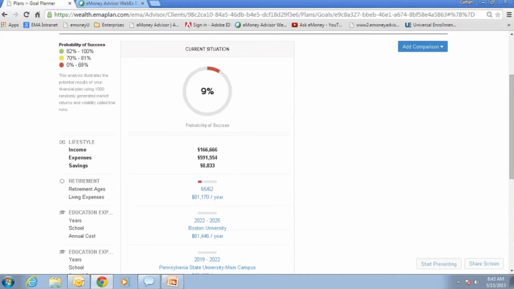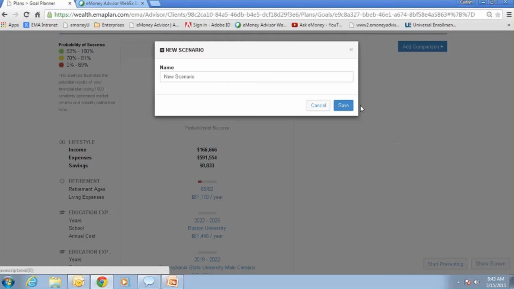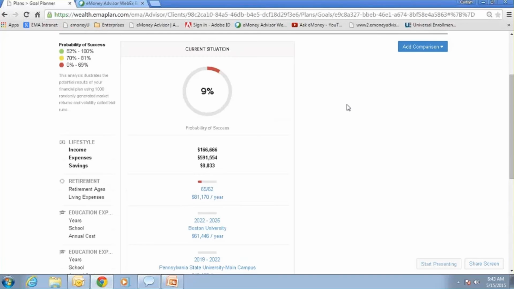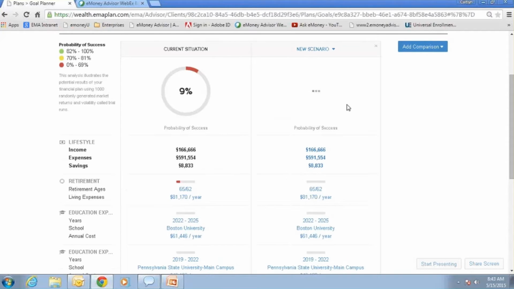So what we can do from here is add a comparison. And what the comparison is going to do is allow us to take these base facts and change them in any way that allows your clients to visualize what changing a few different things in their current situation is going to do to allow them to get closer to these goals.